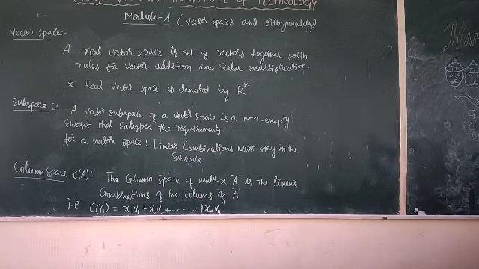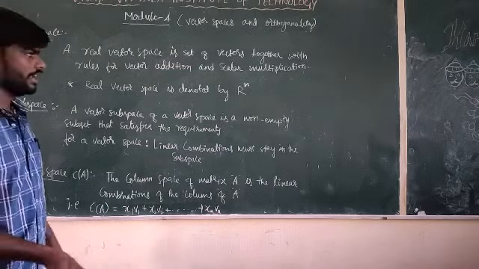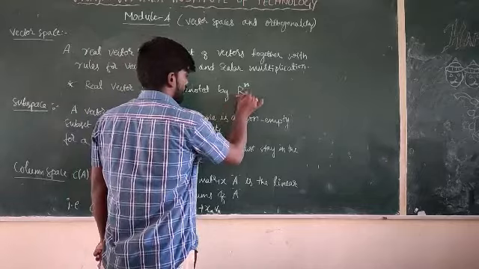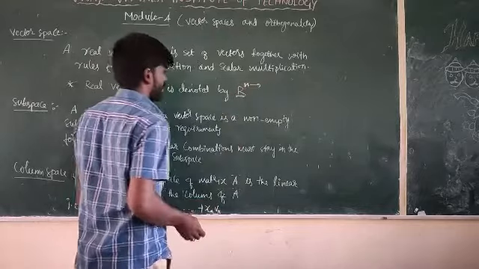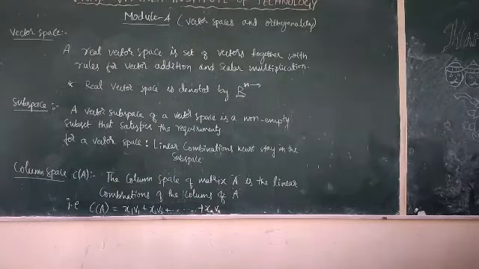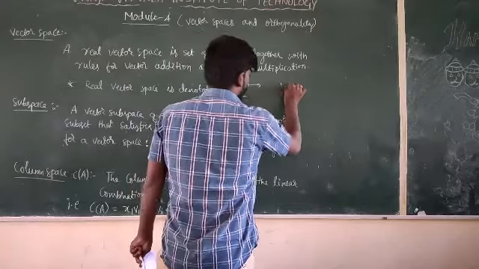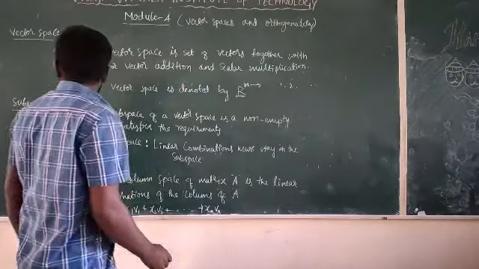Vector space. The definition of a vector space: a real vector space is a set of vectors together with rules for vector addition and scalar multiplication. A real vector space is denoted by Rn. Here R is the real numbers and n is the dimension of the vector space. The dimensions are 1, 2, and so on up to n.